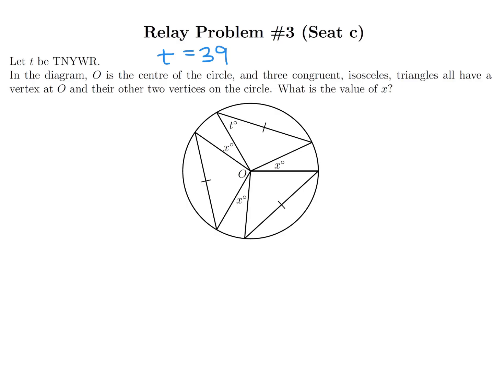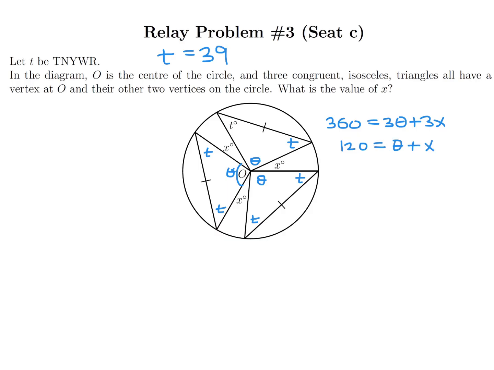In the diagram, O is the center of the circle. 3 congruent isosceles triangles have a vertex at O and their other 2 vertices on the circle. What is the value of x? Okay, so this is t, this I'll call theta, this is t, theta, t, and theta, that angle. All the way around, 360 would be 3 theta plus 3x, or you can divide through by 3 and get theta plus x.